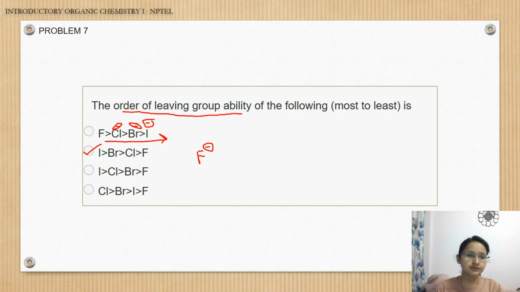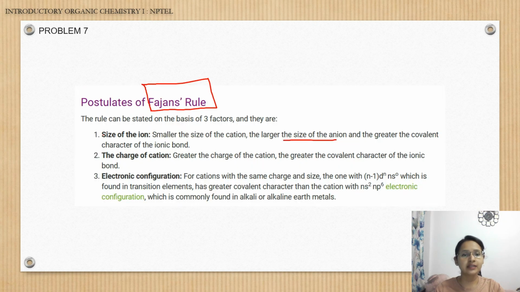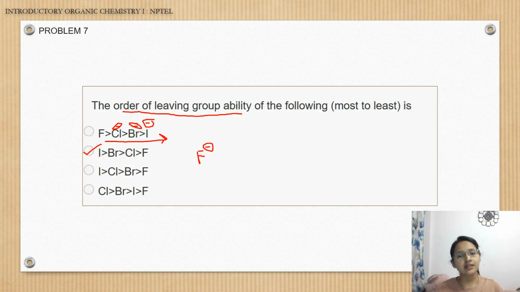So bigger is the anion, better is the stabilization of the negative charge. And smaller is the cation, better is the stabilization of the positive charge. So this is how you can say that with a larger size of anion, the stabilization of charge is greater. So according to this rule, if the atomic radius is increasing as you go from chlorine to bromine to iodine, that means the negative charge stabilization is getting increased in that way.